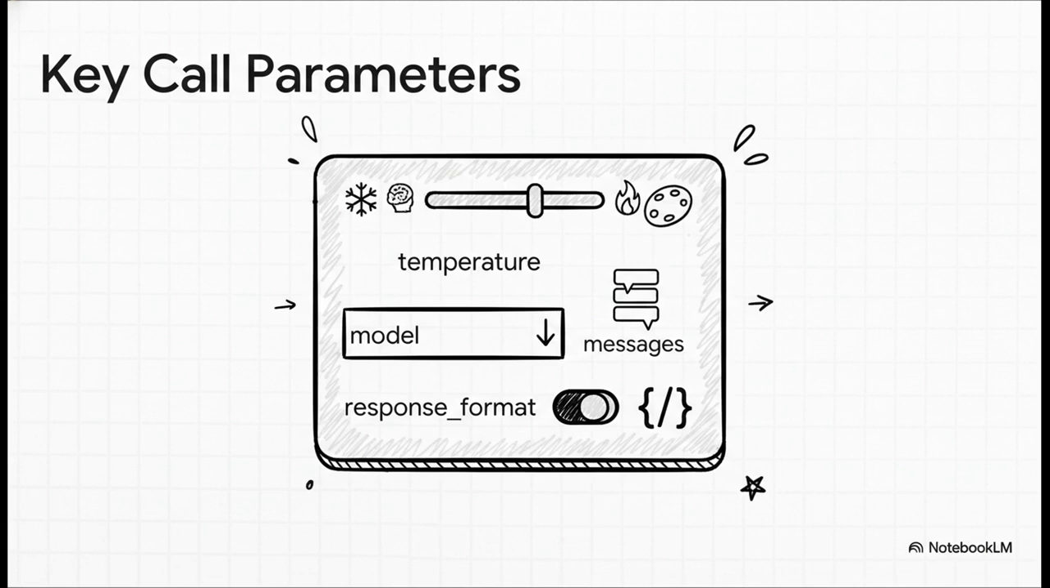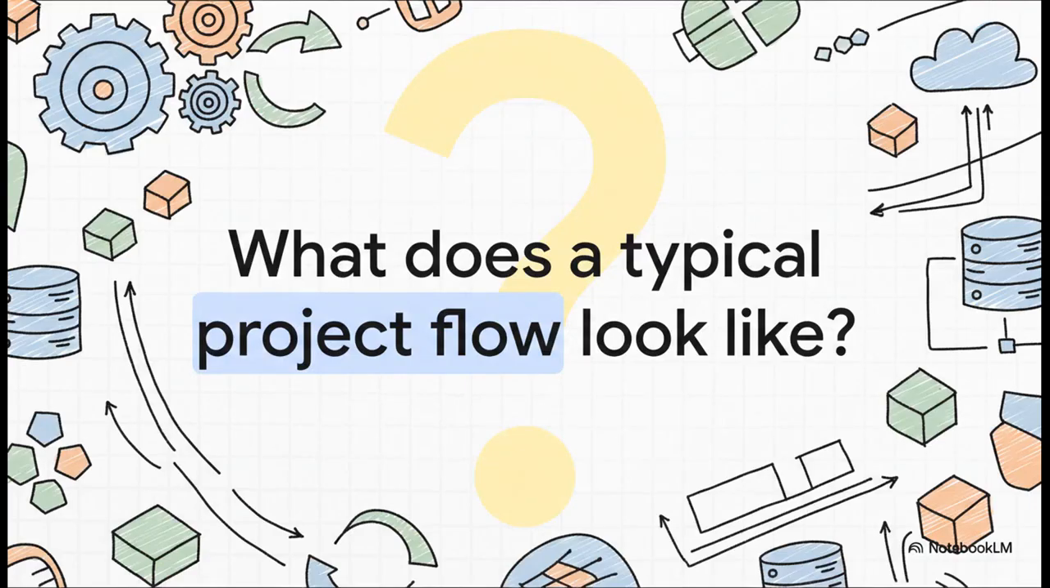But you can also control the temperature. Think of it as a creativity knob. Turn it down to 0 for straight factual answers. Crank it up, and things get a lot more unpredictable. And my personal favorite, you can force the response to be in a perfect JSON format, which, for any developer, is an absolute lifesaver.